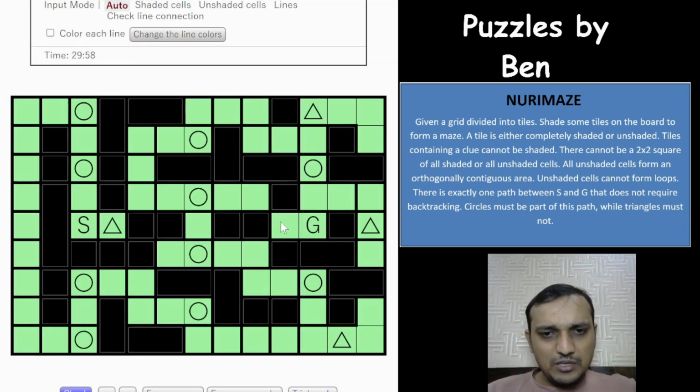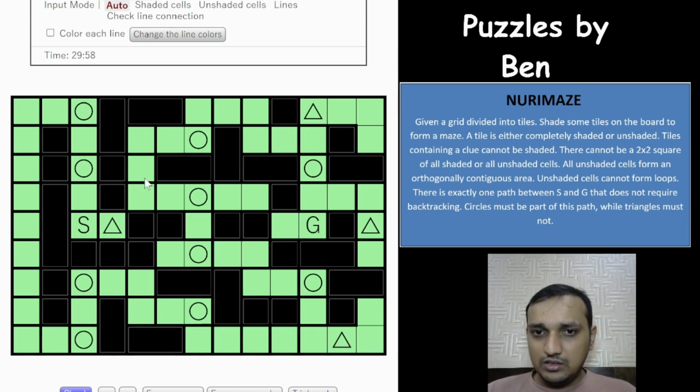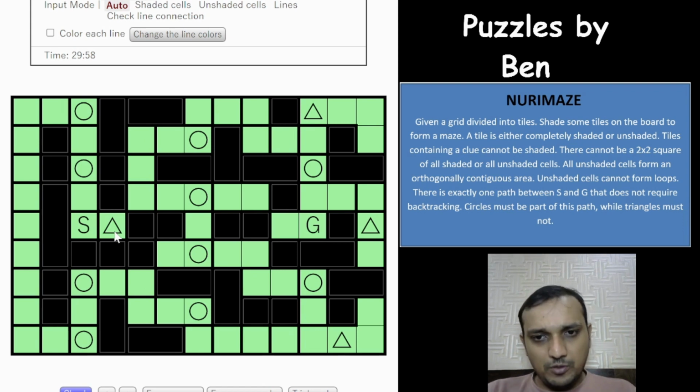That was a really amazing puzzle. Due to a glitch in the USB and the screen, I had to again continue the video, but yeah, it was a really good one. So if you see here, the path goes from S, goes through all the circles but not the triangles in the path, and then meets the G. So if you see the triangles here, they are away from the path that goes from S to G, but they are still part of the puzzle, right?